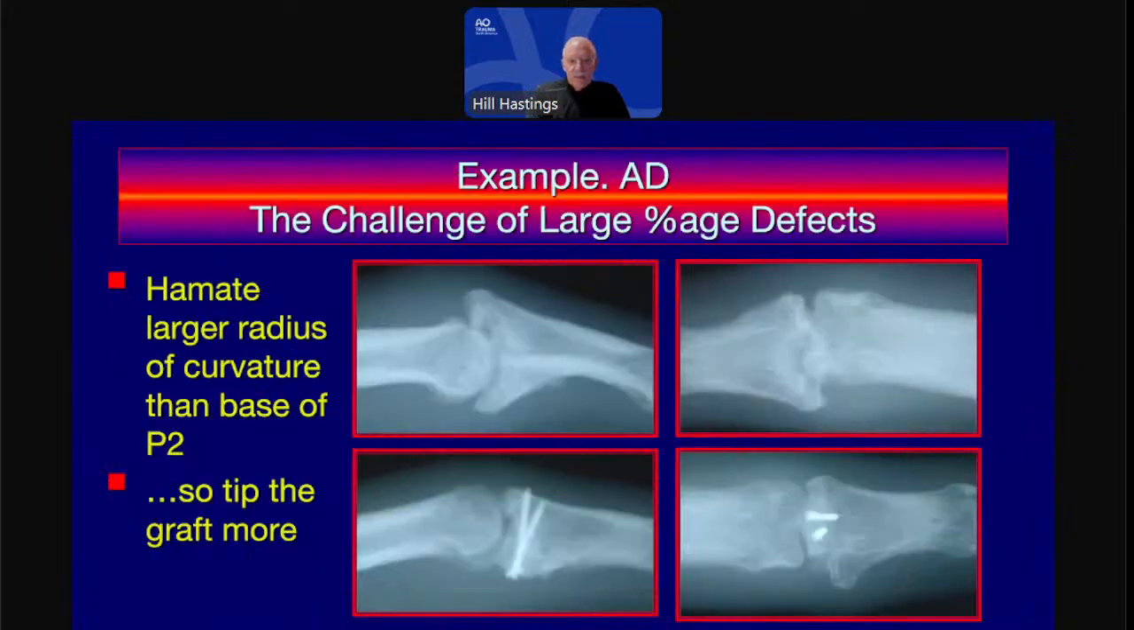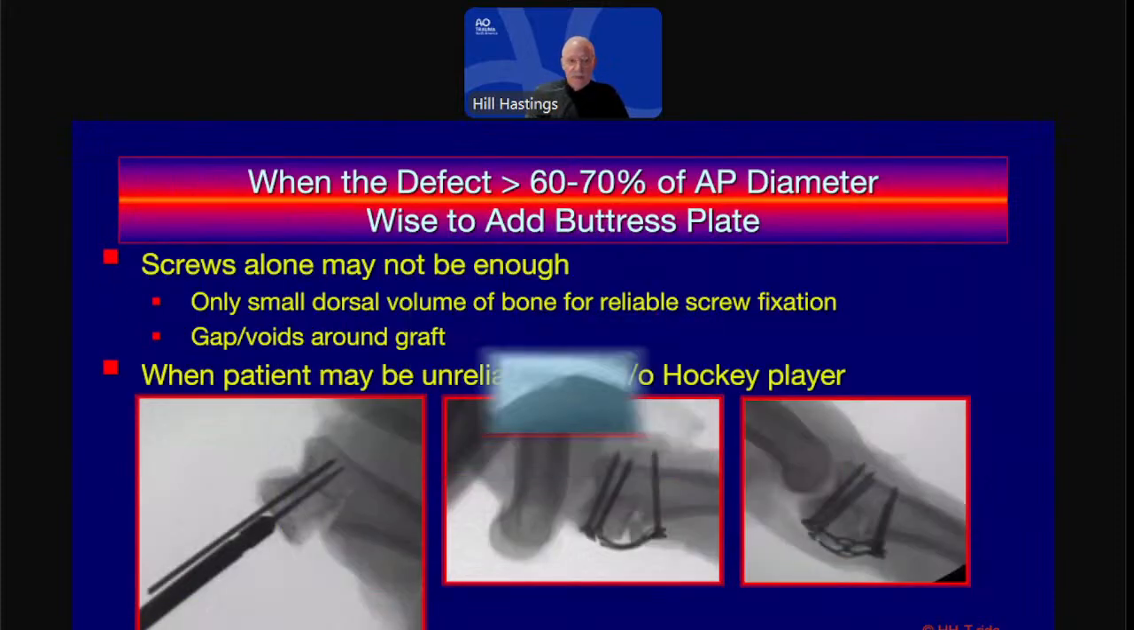The larger the defect, the more difficult it is, and that's because the hamate, while it's similar, has a larger radius of curvature than the base of the middle phalanx. And so it'll lead to a flatter joint just because it has a larger radius of curvature. So the larger the defect, the more important it is that you accentuate the tip of the graft so it restores that palmar buttress properly. Otherwise, it'll create a flat joint that just wants to shift or shear dorsally and palmarly.